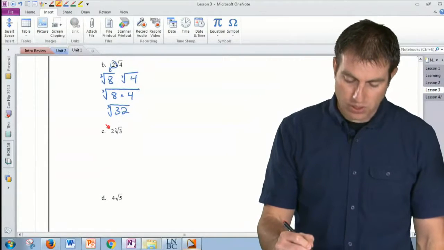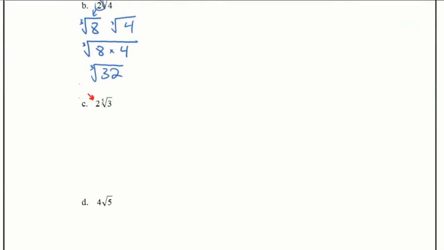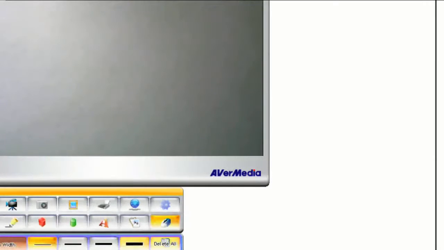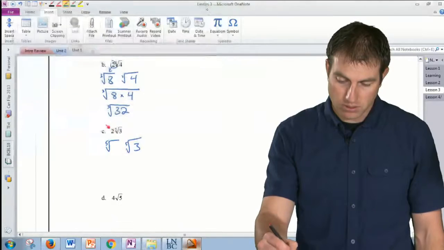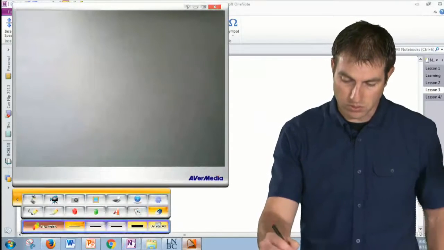I need to get this 2 under a 5th root, because these both need to be 5th roots. So I'm thinking, what's 2 times itself 5 times? We're going to try out a new feature we've developed here. I don't know if this is going to work as well as we'd hope.